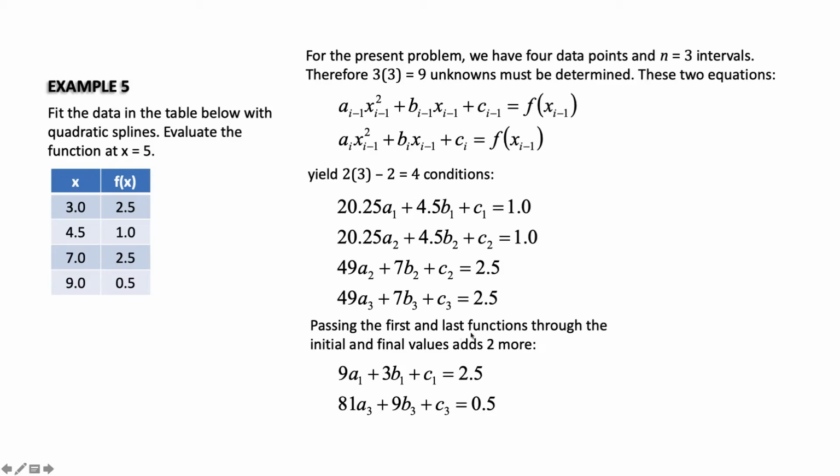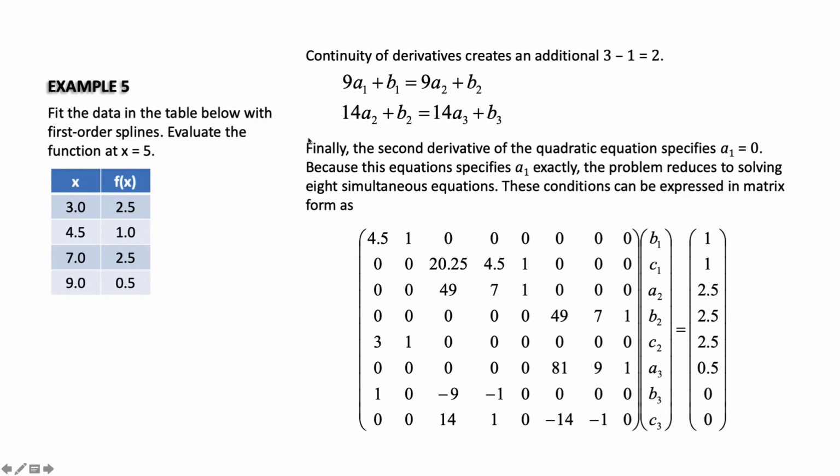Next, we pass the first and last functions through the initial and final values. So here are your end knots. So the first function is a1x squared, which is at x equals 3, plus b1 times 3 plus c1 equal to f at 2.5. The next is 9 squared times a3 plus 9 times b3 plus c3 equals 0.5. Now we have 6.